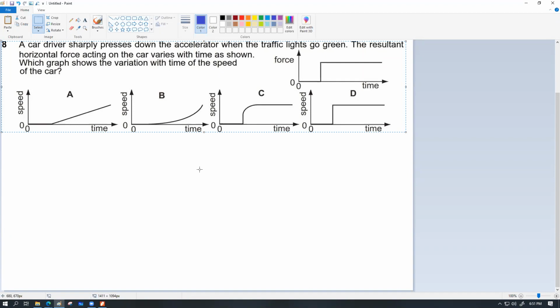The question is: which of these graphs would represent the proper variation of the speed with respect to time? So which one do you think should be the correct answer?